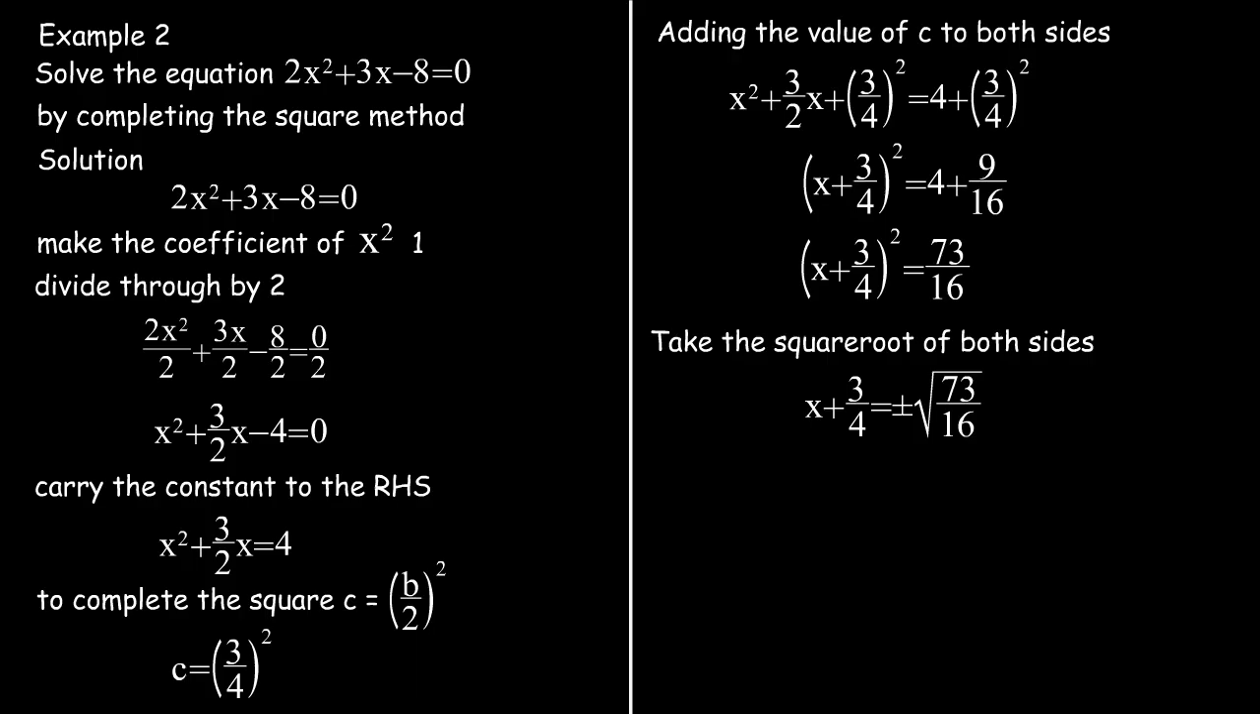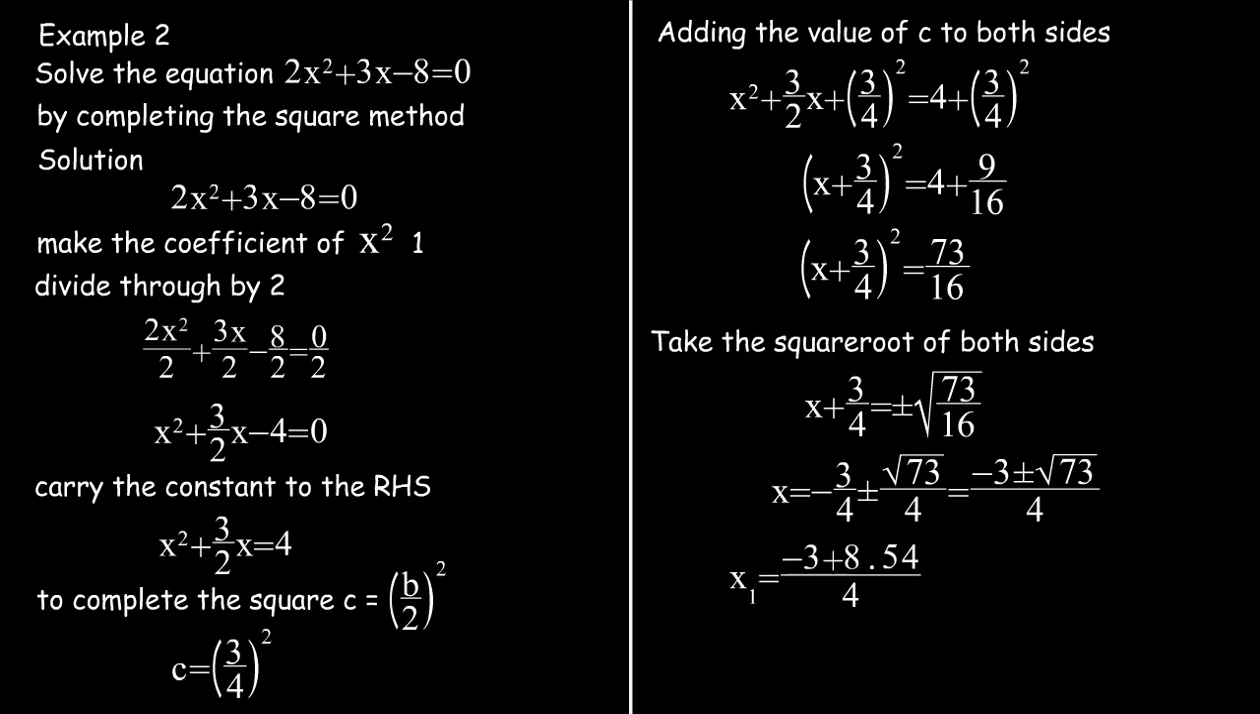The square root of 73 divided by 16 will be the square root of 73 divided by 4, because the square root of 16 is 4. So s will be equal to minus 3/4 plus or minus the square root of 73 divided by 4, which when simplified further will be equal to minus 3 plus or minus the square root of 73 divided by 4, because our denominator is 4 for both parts of the right hand side.